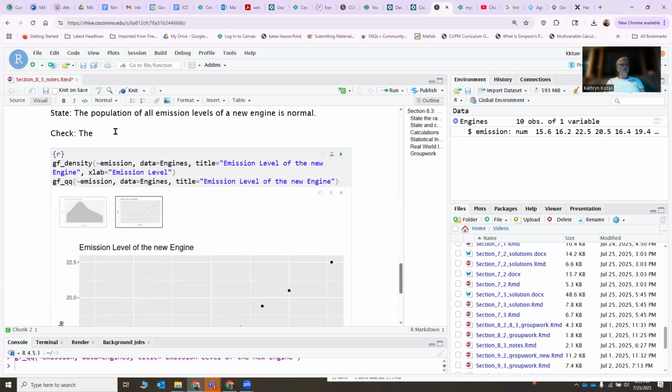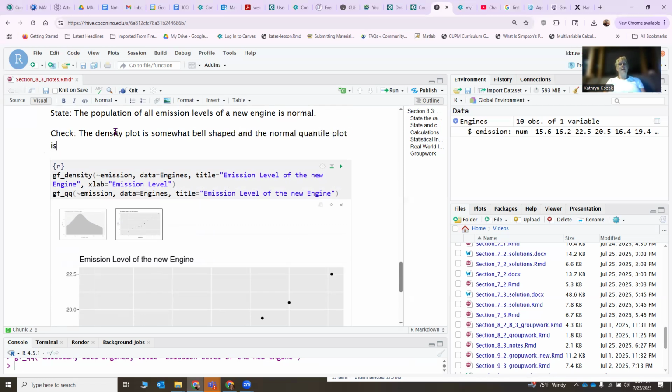So we could say the density plot is somewhat bell-shaped. And the normal quantile plot is somewhat linear.